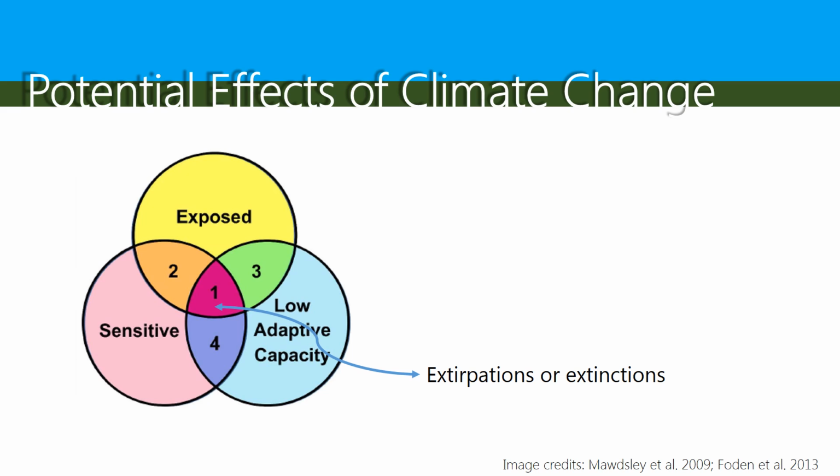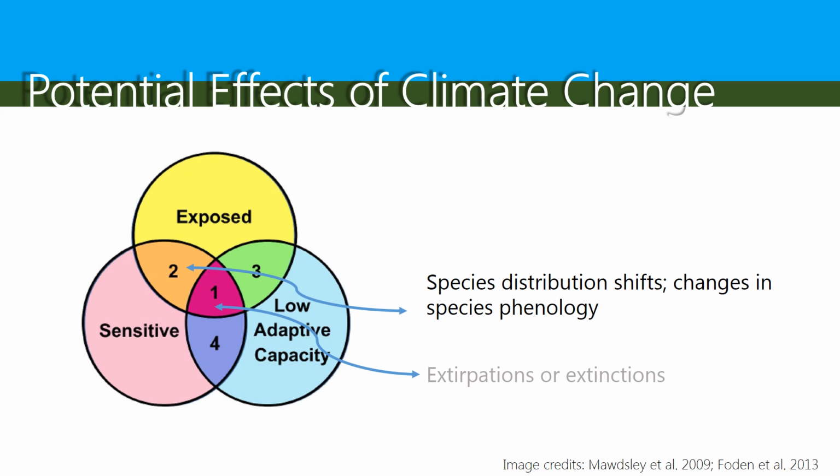For example, species in the middle, which are exposed, sensitive, and have low adaptive capacity to climate change, could experience extinction. But most importantly, these are the species of greatest concern. So these species must be the first priority for monitoring responses to climate change, as well as for assessing the interventions needed to support these species.